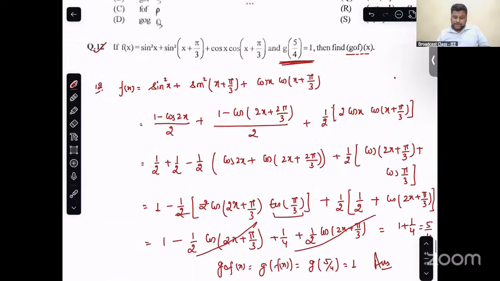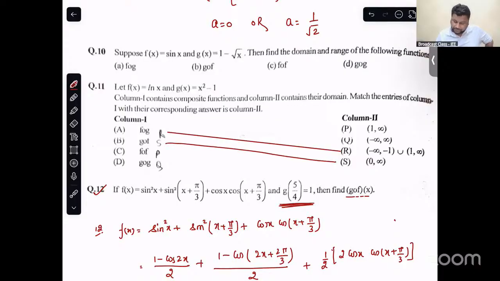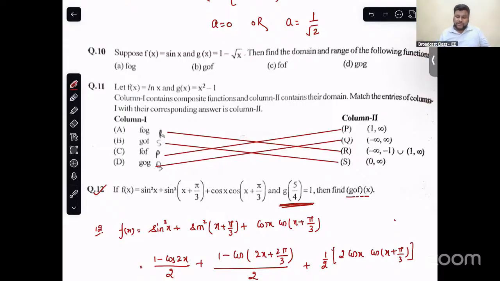Got it? Now as for the answer, f o g is this. R. g o f means x more than 0. S. f o f, ln of ln x means x more than 1. And then g o g. g o g means x belongs to R. Understood, everybody?